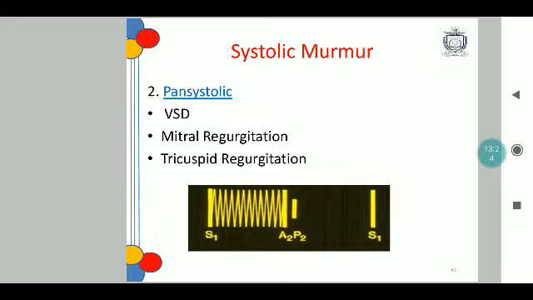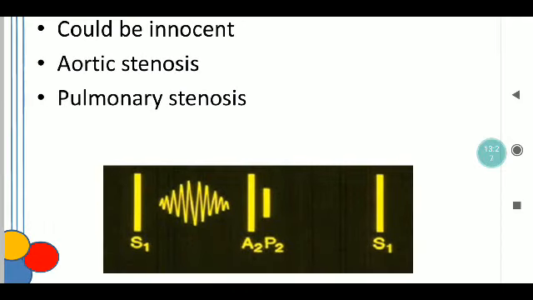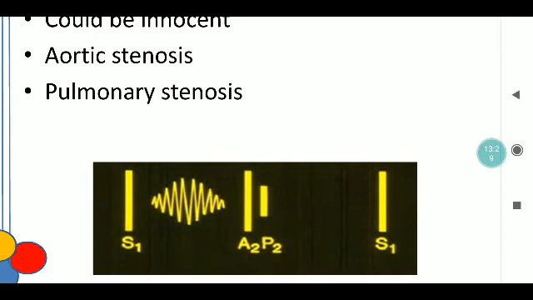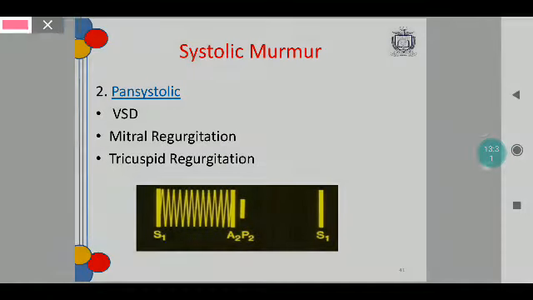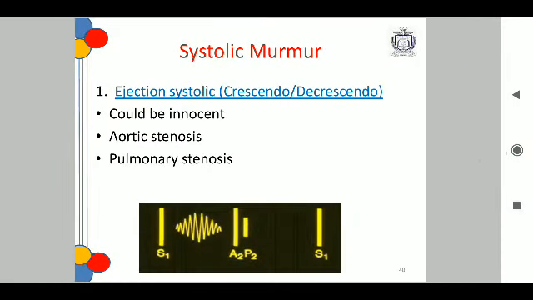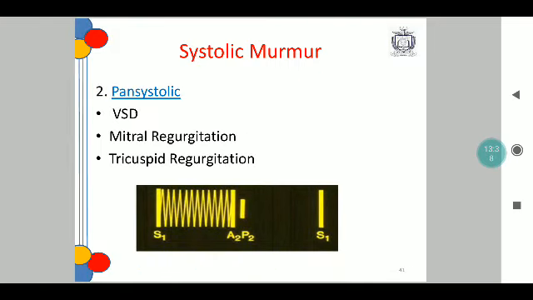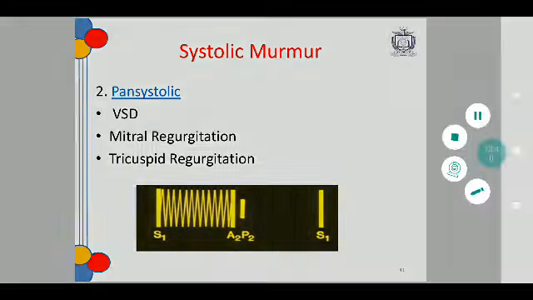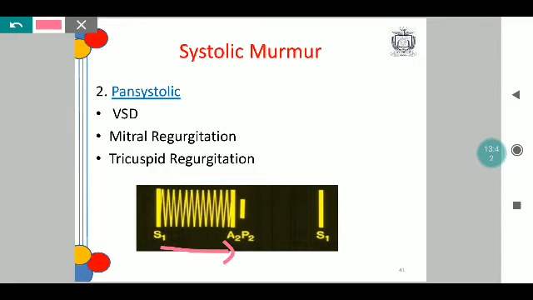You can see that and appreciate the difference between the first, the ejection systolic murmur, and what we saw. In this, the first portion of systole is normal. If you do see here, the first portion of systole is normal, whereas here, throughout the systolic phase, there is a murmur. Hence it is called a pansystolic murmur.